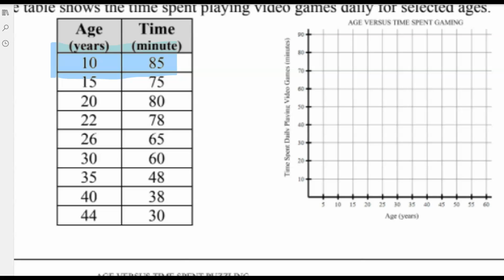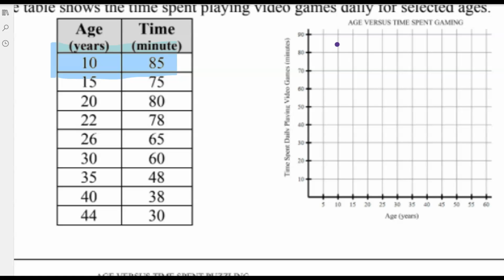Notice that I have a grid and it's labeled horizontally with the ages and it's labeled vertically with the time spent. So if I go to where the age is 10 horizontally and then I go vertically to 85, I would put a point right there for that ordered pair. Now I'm having to approximate some of these values because they're not going to fall right on the grid, and that's okay. We just want to get the general idea, the general location of where that point would be.